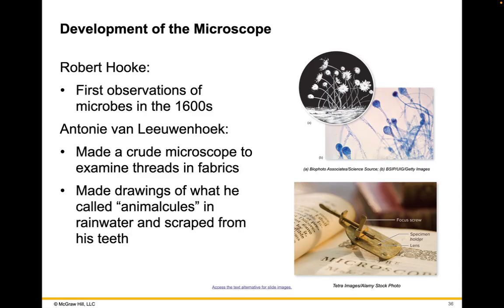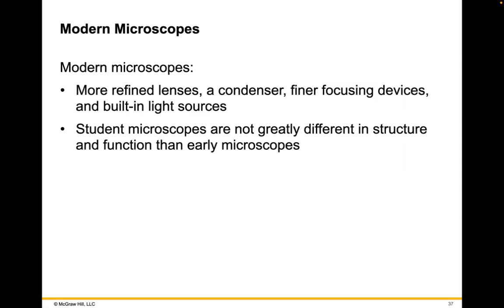Now, Antoine van Leeuwenhoek used these microscopes, and he was examining threads and fabrics and things. And he called these little organisms that he saw animalcules, because he was looking at rainwater and he saw little things moving around behaving like animals, and he called them animalcules. He also looked at scrapings from his teeth, which is pretty gross, if you ask me.